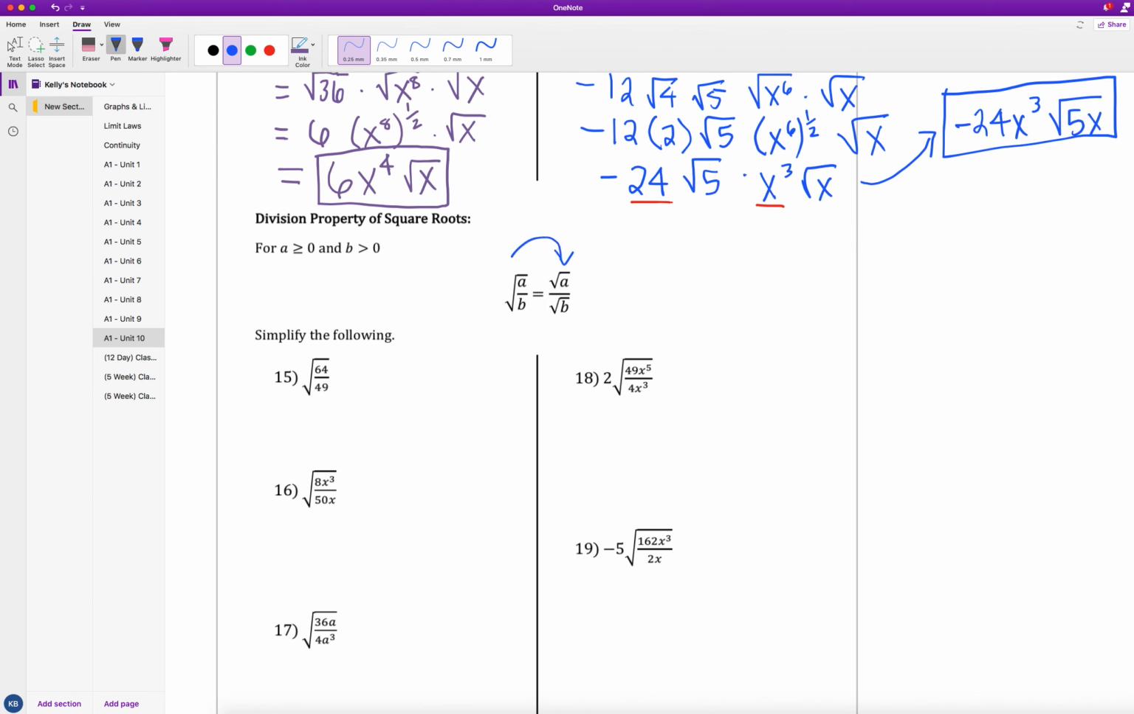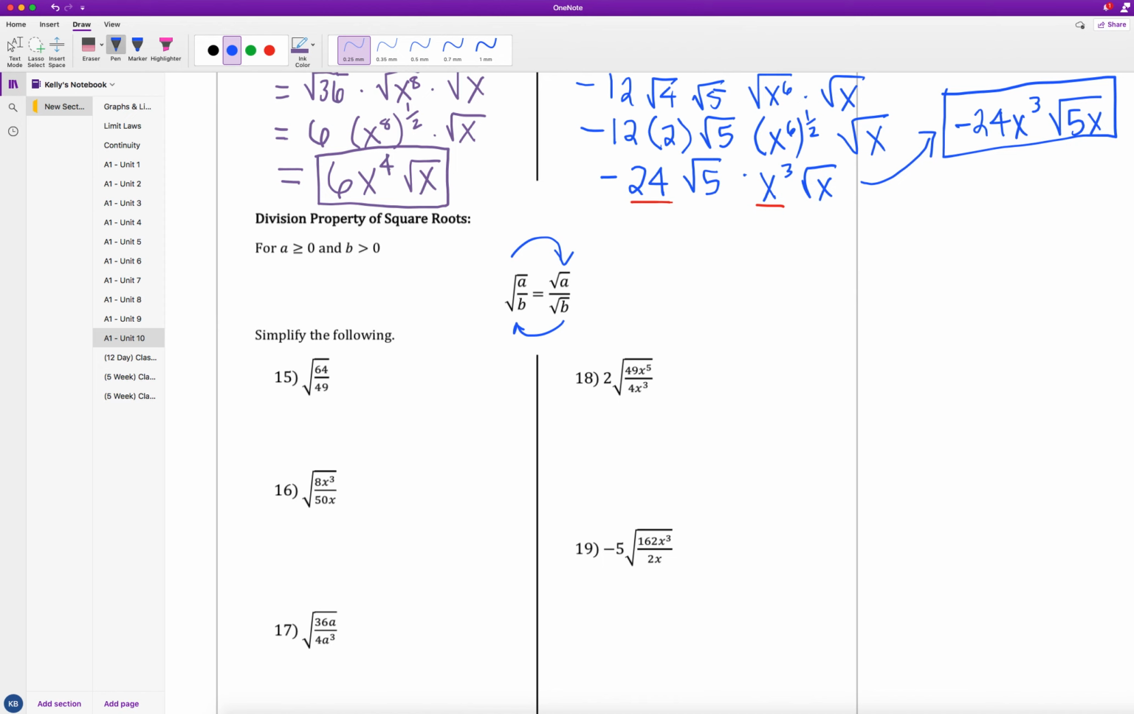Sometimes it's helpful to do this forward direction and break it apart if a and b are perfect squares, or sometimes we want to reverse it and actually combine stuff together and then simplify down before breaking it apart. So let's look at some of these examples.